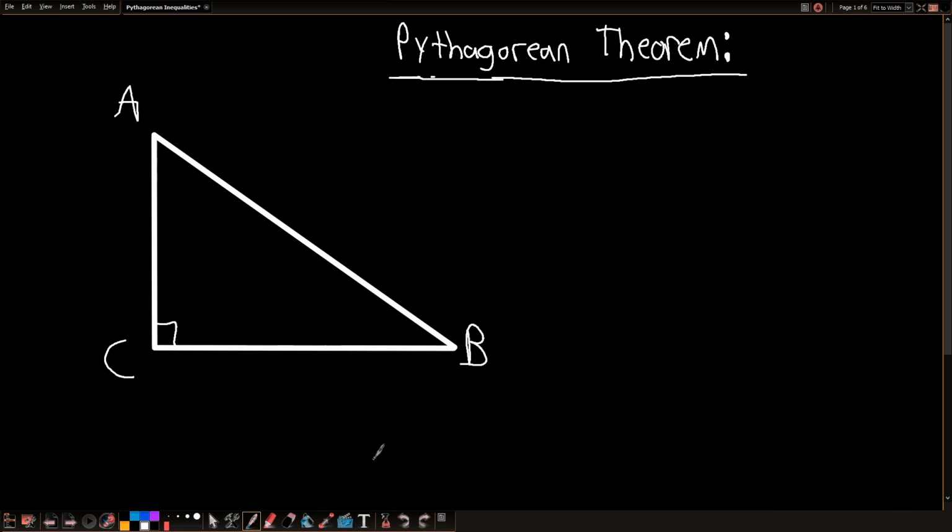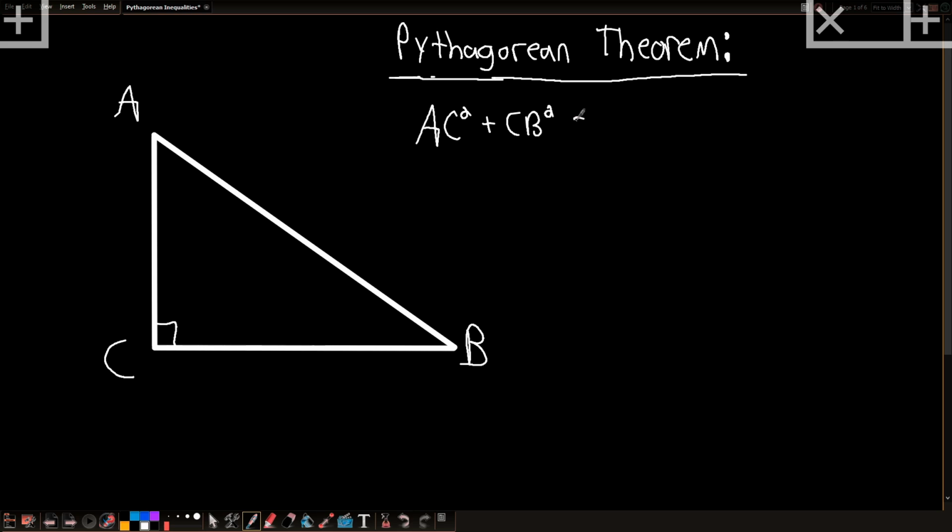Hello everyone. So today we're going to explore how the Pythagorean theorem is related to the geometric inequalities we learned about in the last lesson. What we know currently about the Pythagorean theorem is that it tells us AC squared plus CB squared is equal to AB squared. This is the two legs of the right triangle squared equals the hypotenuse squared.